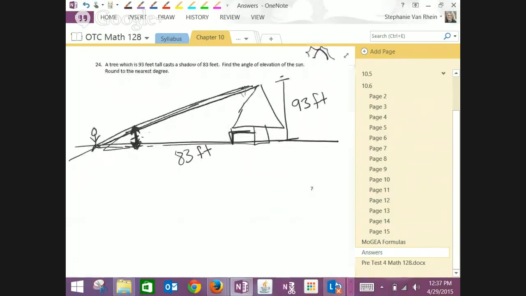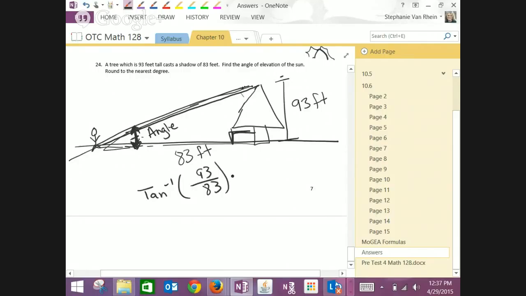Here, what is the trigonometric ratio I would use to find this angle? Inverse tan. Yeah, inverse tangent, right? I would plug in tangent inverse of 93 over 83, and I would get the angle.